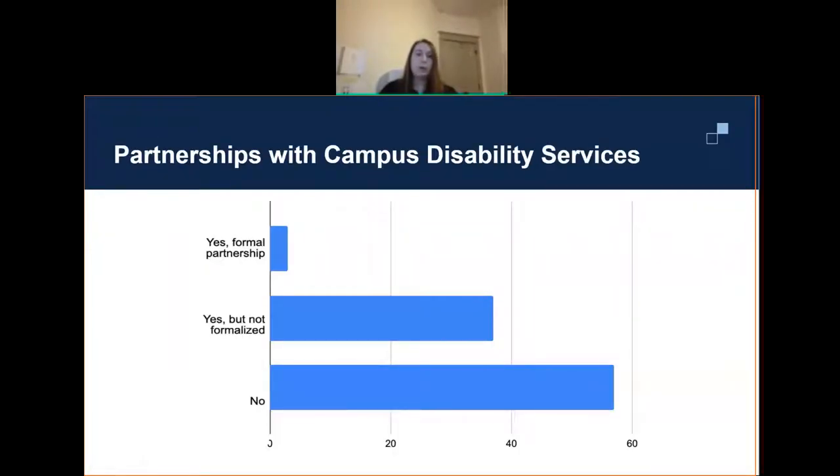We also wanted to know if respondents had partnerships with campus disability services or a similarly phrased office on their campus. Overwhelmingly, respondents indicated that there was little to no formal partnerships with these kinds of offices. Since this is an ETD crowd, I want to mention that we did not specifically ask about partnerships between libraries and campus graduate school offices. So that could be something else that would be interesting to look at.